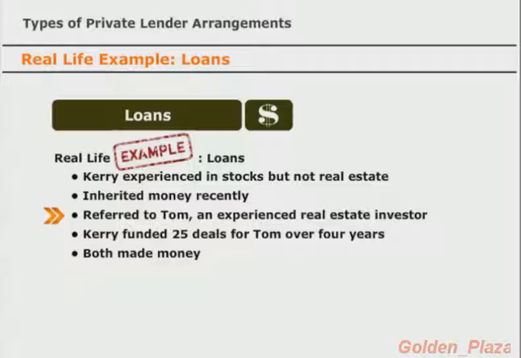Carrie told Tom that she wasn't interested in learning about real estate investing, she just wanted to make money from it. They struck an agreement and Carrie funded a total of 25 deals for Tom over a 4-year period of time. Tom and Carrie structured a loan each time he borrowed her money. The terms varied from time to time with each deal, but it was always a win-win for each party. Together, they made a lot of money.